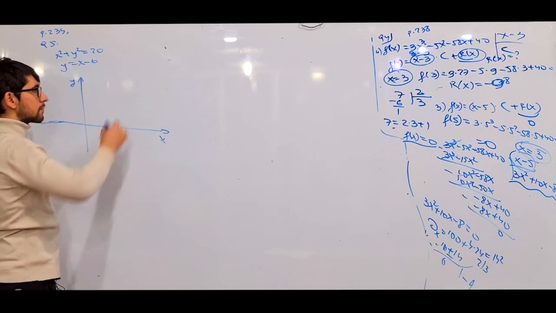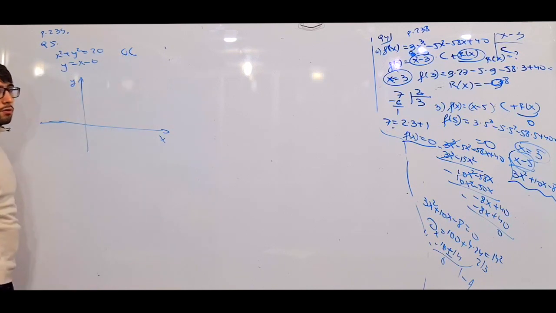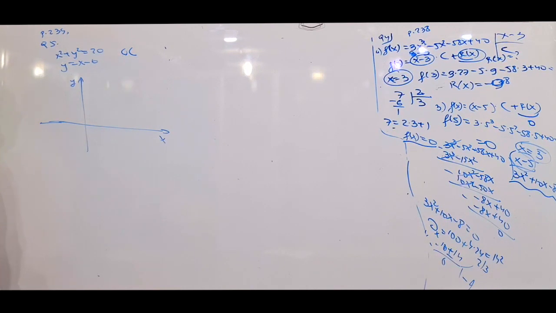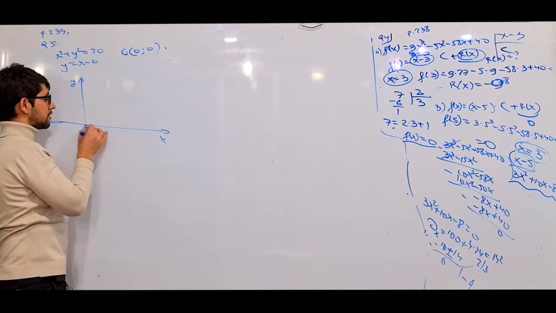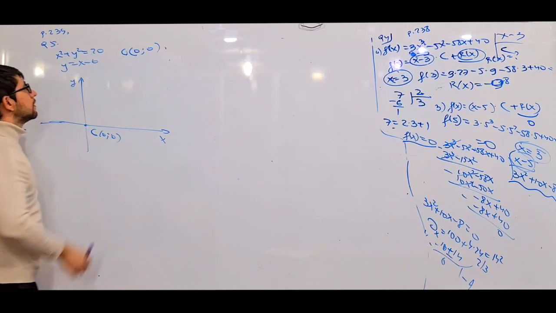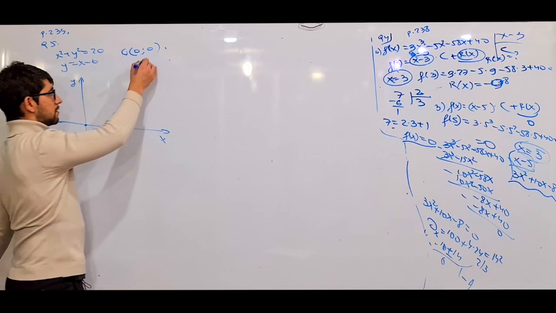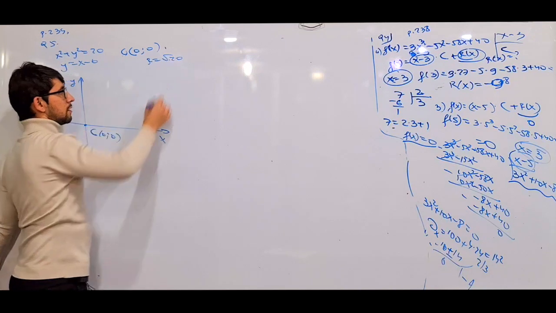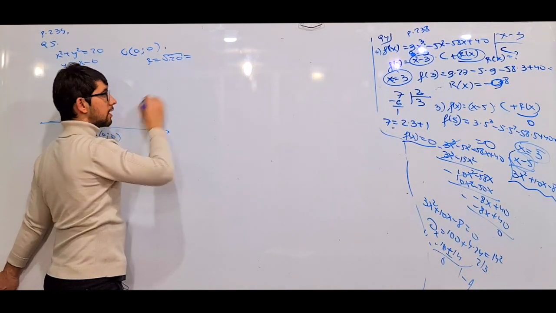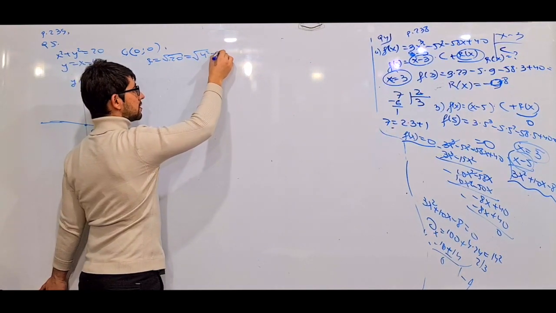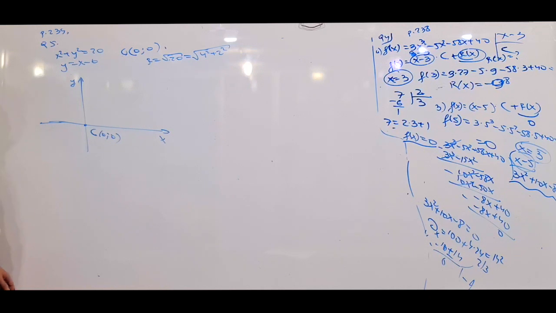So, what is your center? Center of the circle, coordinates. Origin, right? Origin, (0, 0). It is at origin. So what is your radius equal to? Square root of 20, right? So we better write it as 4 squared plus 2 squared. Can we do that? Yes.